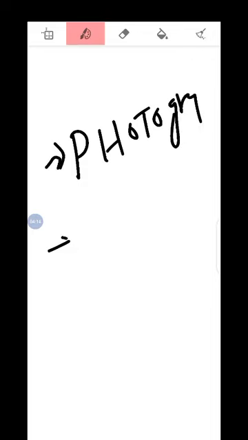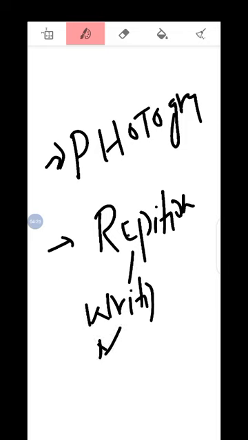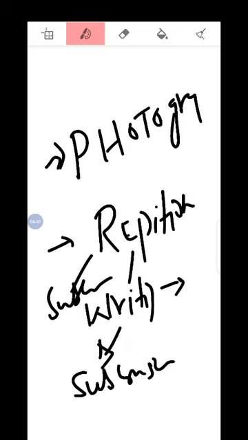Now what if an MCQ cannot be converted into a photograph? The second best thing is repetition and writing. You write it so that it goes into the subconscious mind. So write the things which you do not remember and which are supposed to be ritualized. If you write things which are supposed to be ritualized, that goes into the subconscious mind. If that goes into the subconscious mind, then you won't forget.